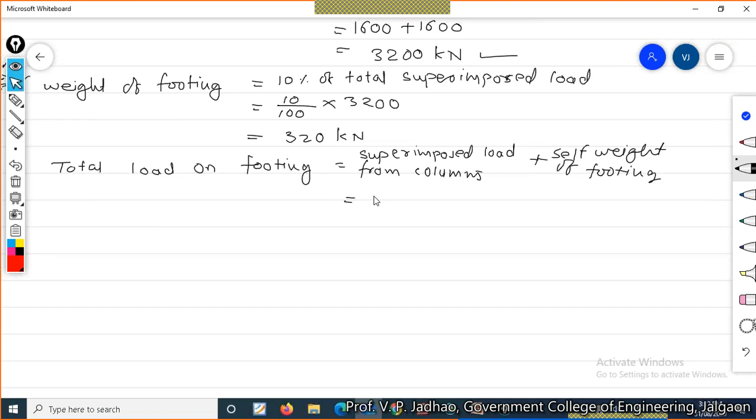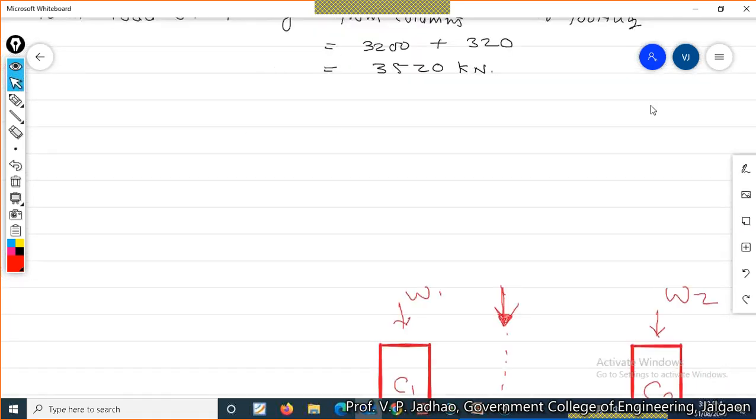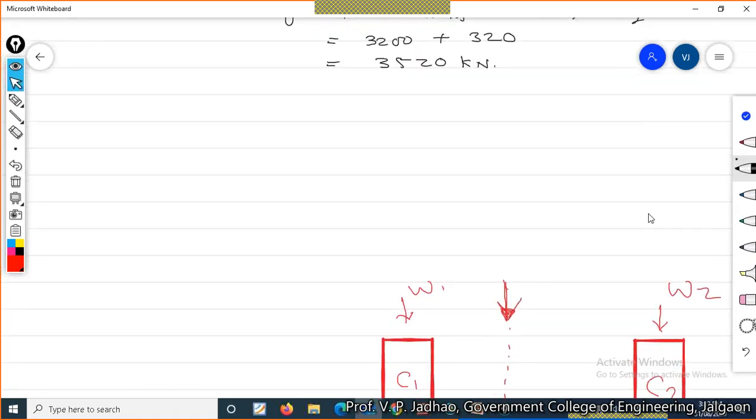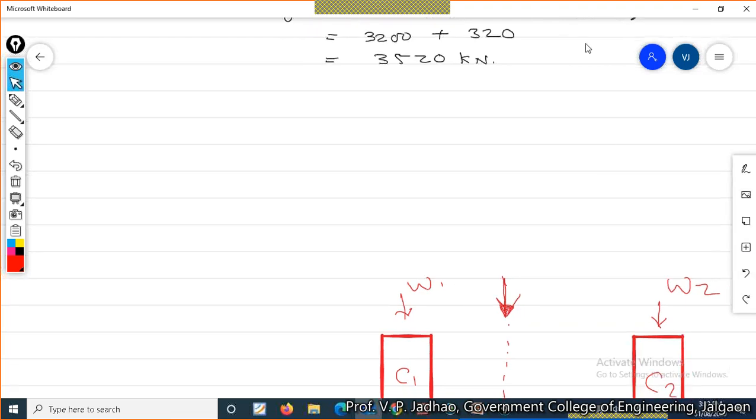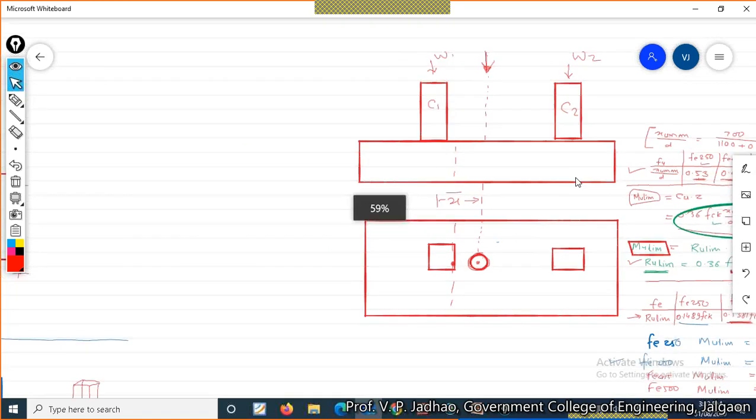So we have superimposed load equal to 3200 plus self weight of your footing as 320, equal to 3520 kilonewtons. This will be the total load on your footing.